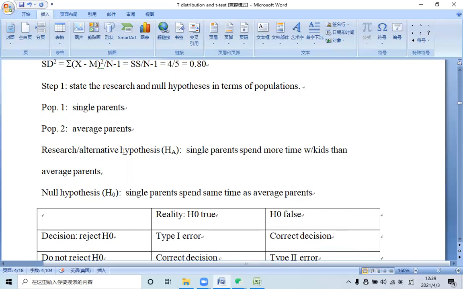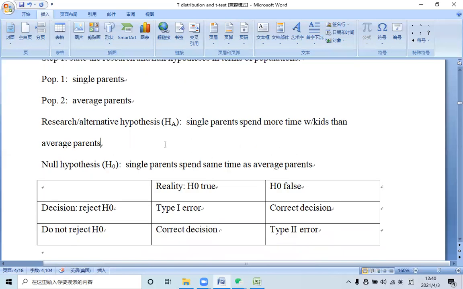And then your research hypothesis, also called the alternative hypothesis, says single parents spend more time than the average parents with their kids. You would be saying that on average, single parents spend more time than the average parents with their kids. The null hypothesis says, no, there's no difference. It doesn't matter. Single parents are just average parents in terms of how much time they spend with their kids. Single parents spend the same time as average parents.